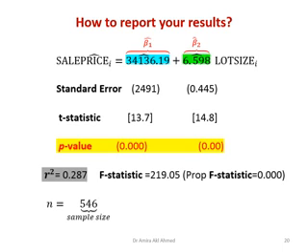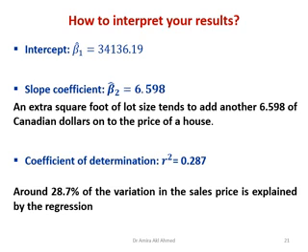Then we report the value of the coefficient of determination, that is the R squared, and the computed F statistic and its p-value. Finally, the sample size is to be reported as shown. Now, let's interpret our results.